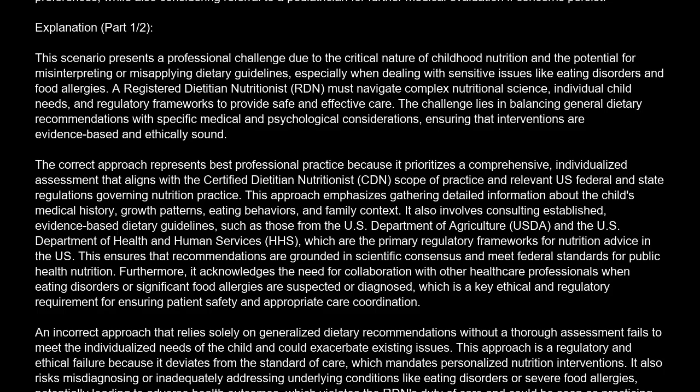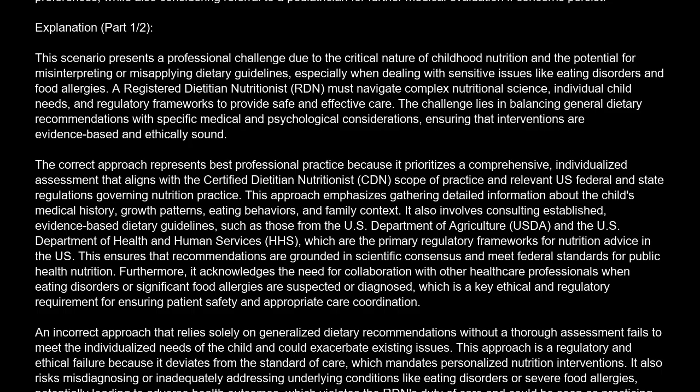The correct answer is C. Conduct a detailed dietary assessment, including a 24-hour recall and food frequency questionnaire, review growth charts, inquire about family history of allergies and eating disorders, and explore the child's eating behaviors and preferences, while also considering referral to a pediatrician for further medical evaluation if concerns persist.